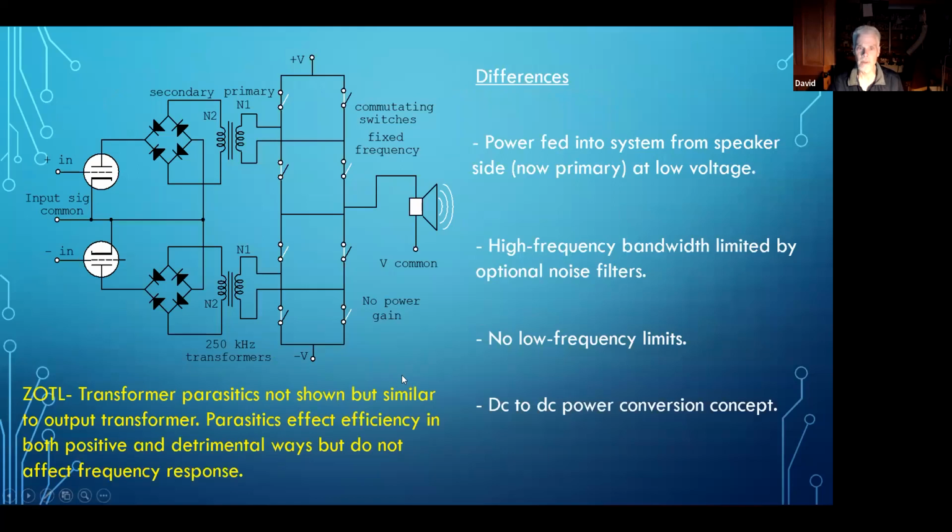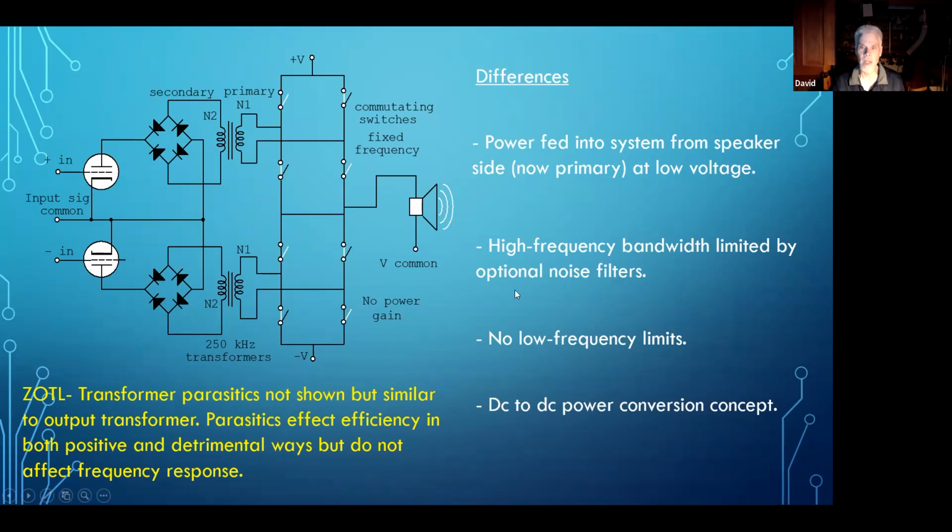Let's compare to the ZOTL. Let me just say the ZOTL transformer parasitics are not shown, but similar to the output transformer. The parasitics affect efficiency in both positive and detrimental ways, but do not affect the frequency response. But let's look at the differences. The power is fed into the system from the speaker side. Now I'm going to define that as a primary at low voltage. So this is now the primary. We're feeding our power in here and here.